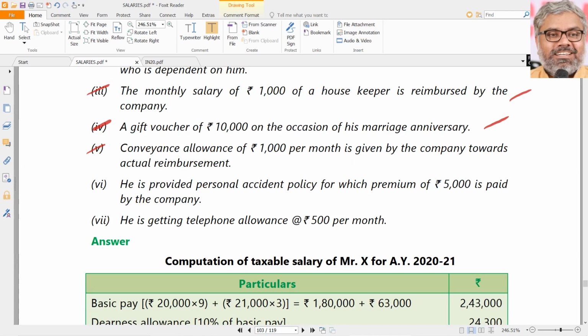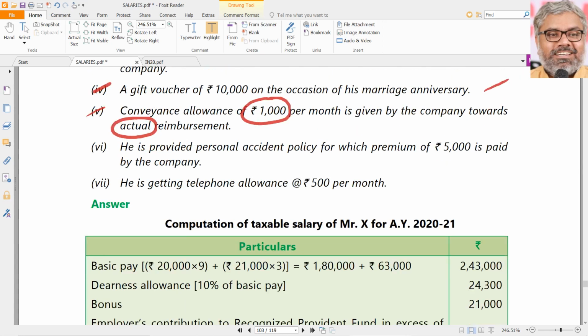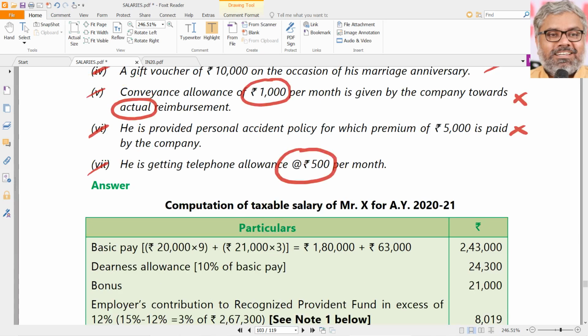Conveyance allowance of 1,000 per month is given by the company towards actual reimbursement. Means, assuming conveyance allowance is seen in the list of allowances which are used for official purposes generally, but no details. But from the name, we can say, assuming the conveyance allowance is actually spent for official purposes because it was reimbursed by the company towards actual spending, nothing will be taxable. Like that, you have to write notes. Then personal accident policy, we know that it is not taxable. Telephone allowance, careful, not telephone facility. People see telephone and say, no, not taxable, not taxable. No, sir, it will be taxable.